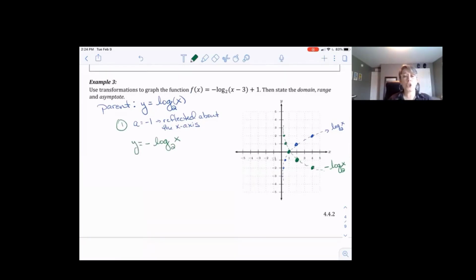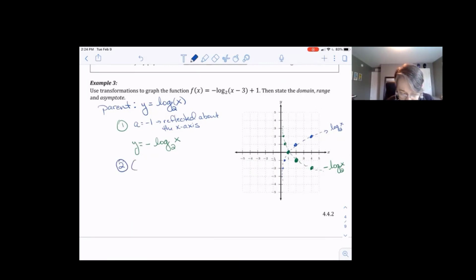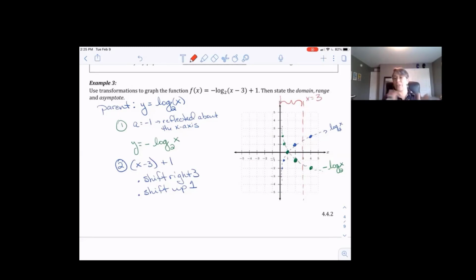Now we need to look at our shifts. So in step 2, since we have an x minus 3 and then a plus 1, that means we're going to shift right 3 and also shift up 1. So for everything, every point that we have, everything gets shifted to the right 3. That includes our vertical asymptote. Since our original vertical asymptote is at x equals 0, we're going to move it to the right 3 places. Here, x equals 3. And shifting it up or down 1 isn't going to make a difference because it's a vertical line.